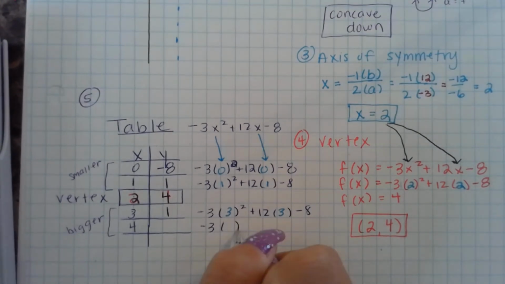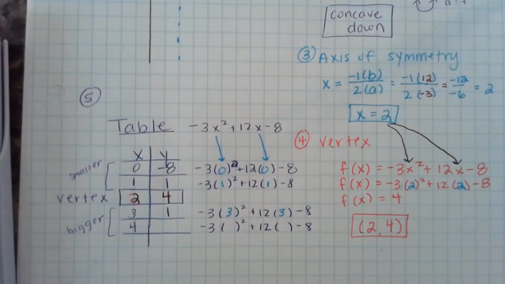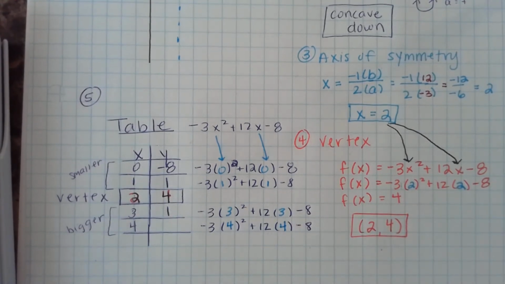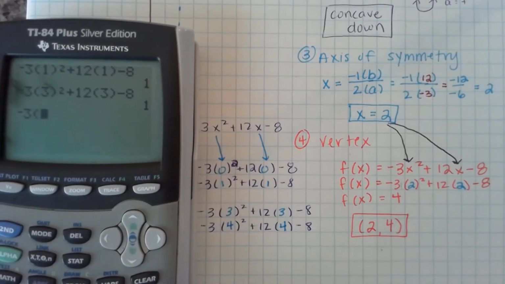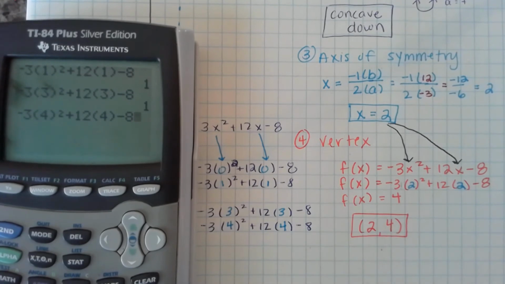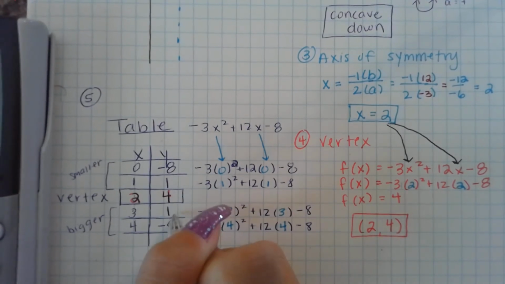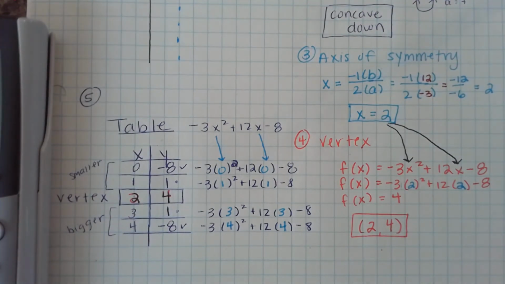Negative 3 times whatever our new x is squared plus 12 times whatever our new x is right here minus 8. Let's put in our x. 4 and 4. Okay. So put it into our calculator. Negative 3 times 4 squared plus 12 times 4 minus 8. And that is a negative 8. Perfect. Negative 8. And we can just check it. So 1 and 1 is here. Negative 8 and negative 8 is here. Awesome. Let's go ahead and graph our points.